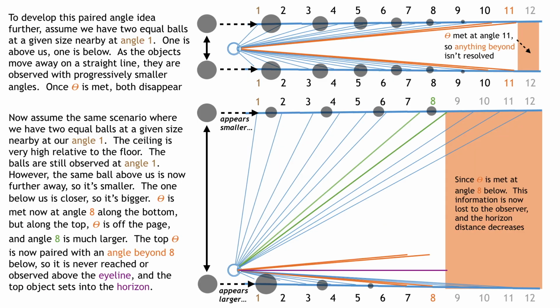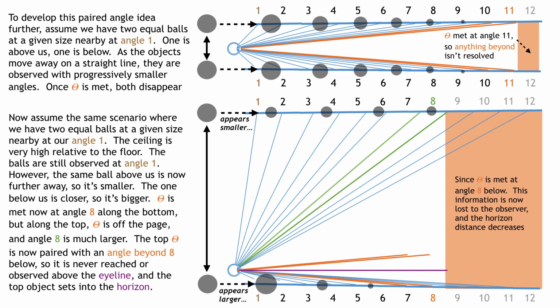So let's develop this paired angle idea a little bit further, and then we'll get close to the end here. So if we assume we have two equal balls, let's say these gray balls at a given size nearby at angle 1, one is above us and one is below. As the objects move away from us in a straight line, let's say along the ceiling and along the floor, they are observed with progressively smaller angles. So again, just model out those angles, which I've modeled here in blue, and I've modeled the resolution limit in orange, let's say. Once theta is met, both of those objects disappear.